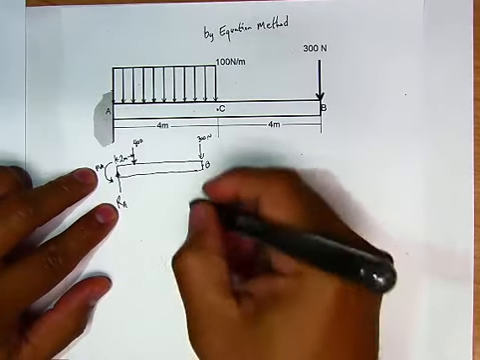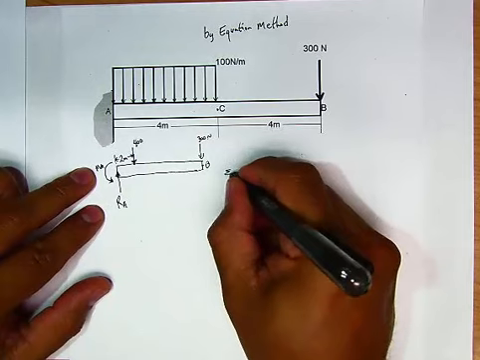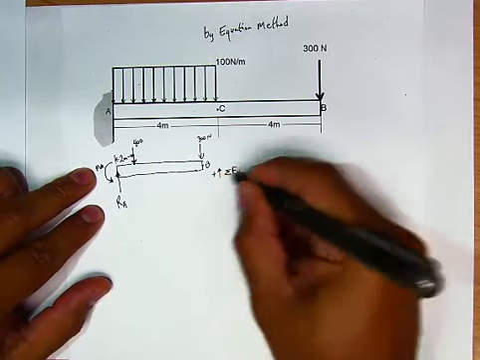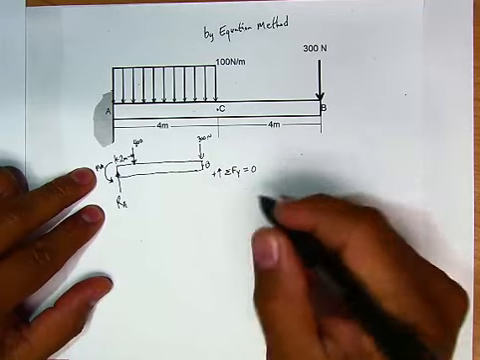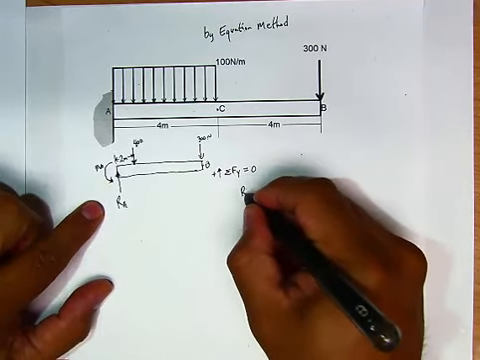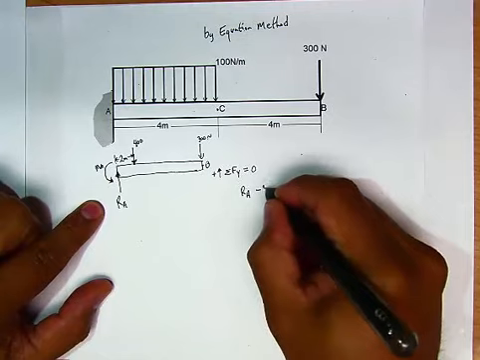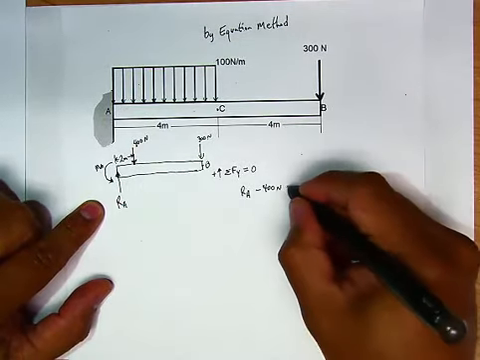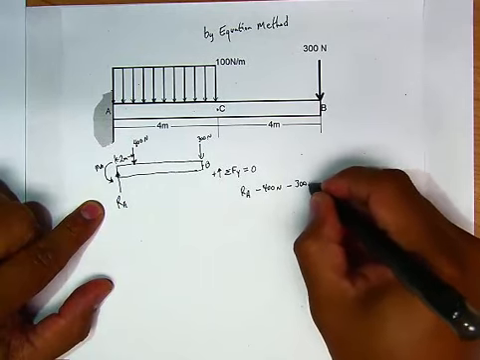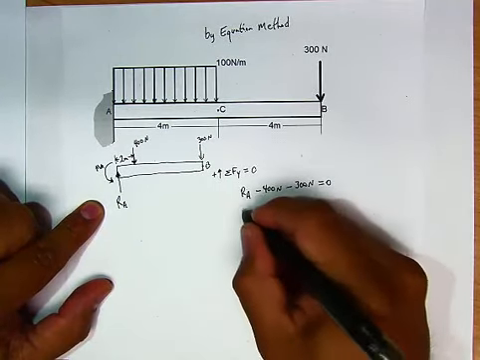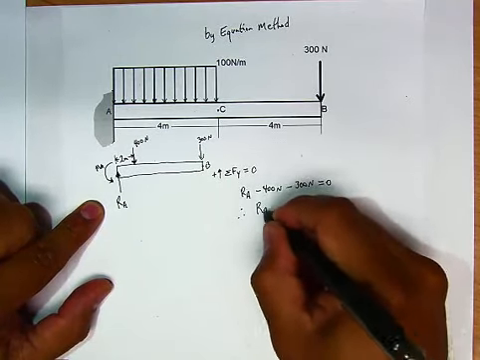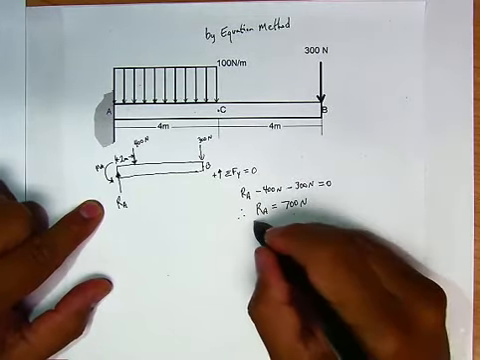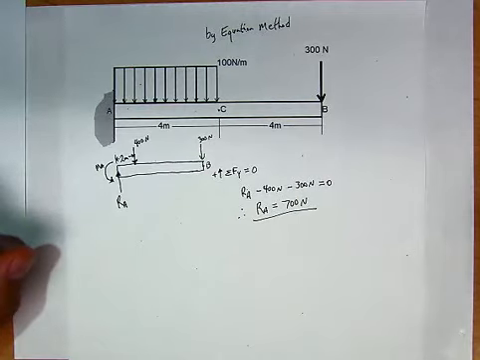So let's get started by doing the sum of the forces in the y direction, in which I consider up to be positive, equal to 0. We have positive RA minus 400 newtons minus 300 newtons equal to 0, and therefore RA equals 700 newtons. So that is our first reaction.